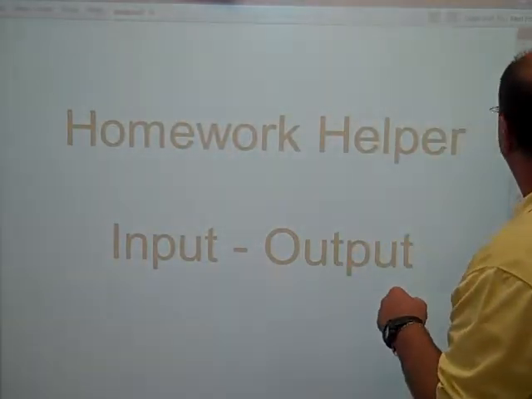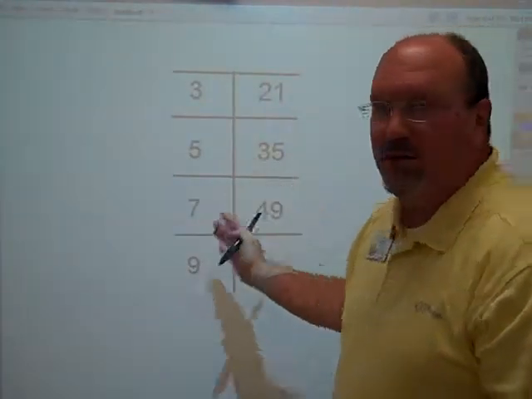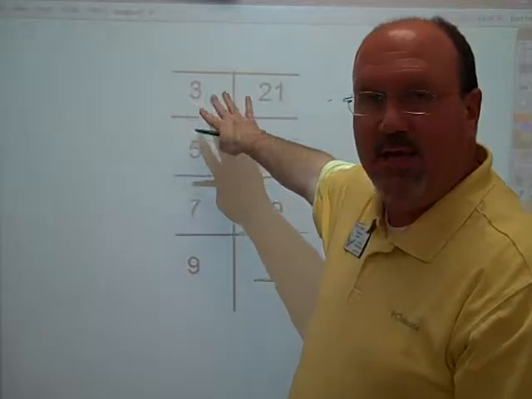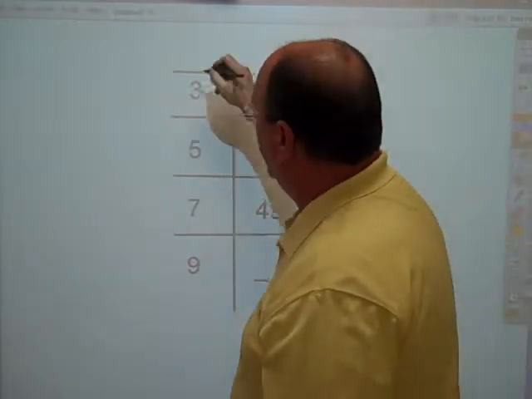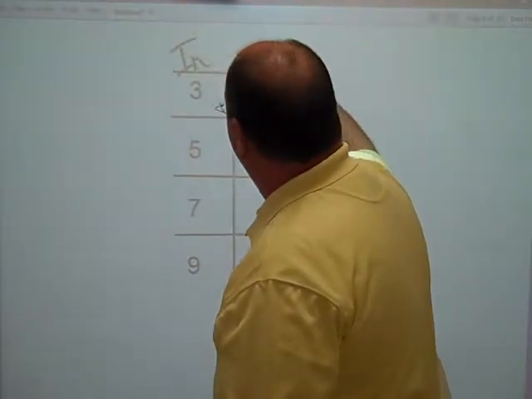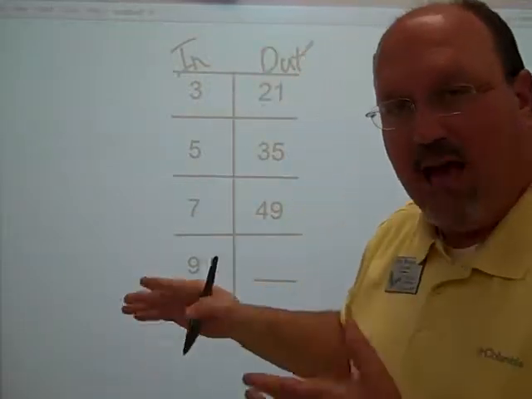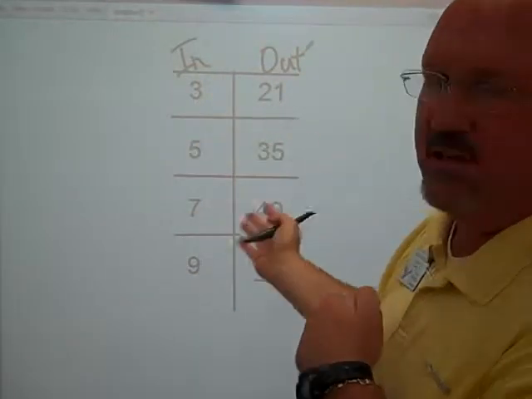Now, input-outputs are really just how to solve a table. Let me show you what I'm talking about. When you have a table, you have a number in that gives you some result out. So we label this the inside. That is the outside. The 3 goes in, the 21 comes out.